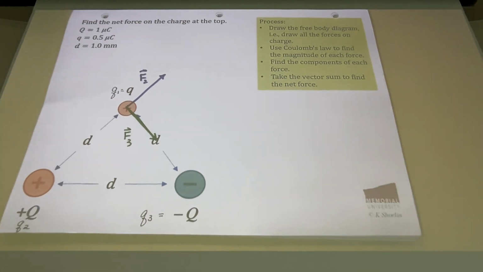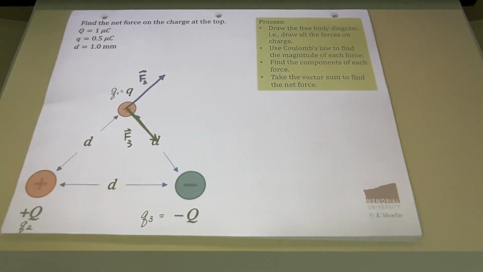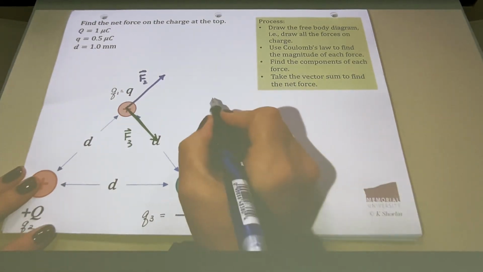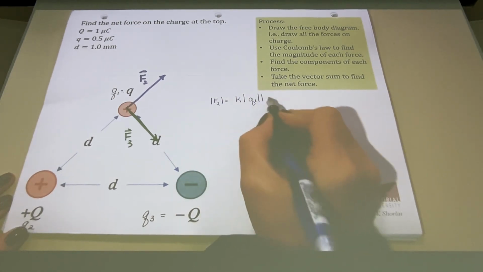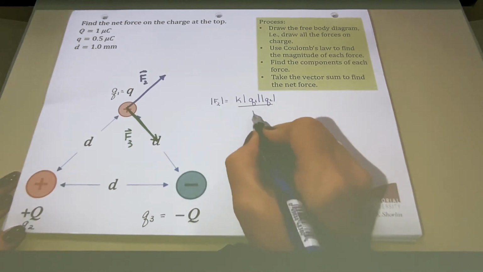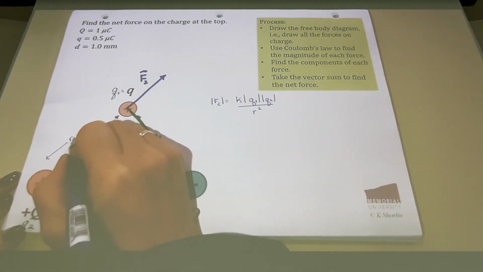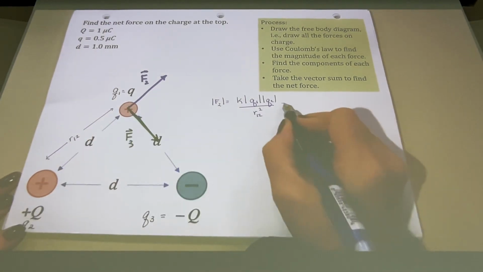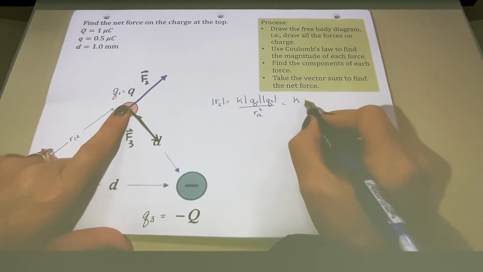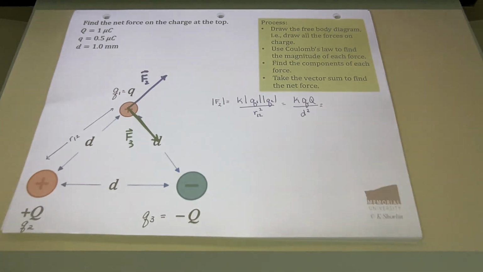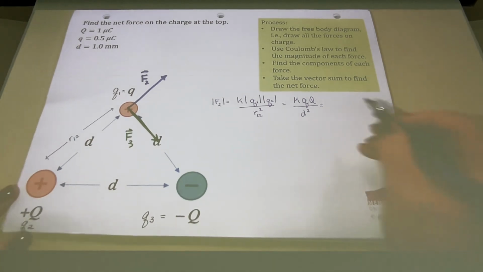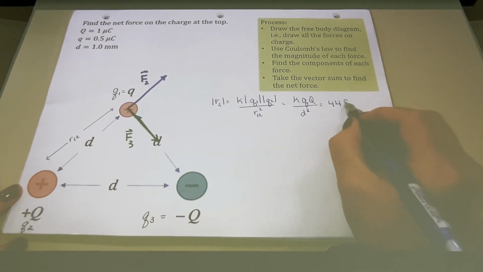So we want to use Coulomb's law to find the magnitude of each force. So let's do F2 first. So the magnitude of F2 equals K times the magnitude of charge 1 times the magnitude of charge 2 divided by the distance between them squared. So this is the distance between 1 and 2. In terms of the numbers we have in this problem, we've got K times the lowercase q times the uppercase Q divided by d squared. For the sake of getting these magnitudes done before we have to quit, I'm not going to write in my numbers. That turns out to be 4,495 newtons.